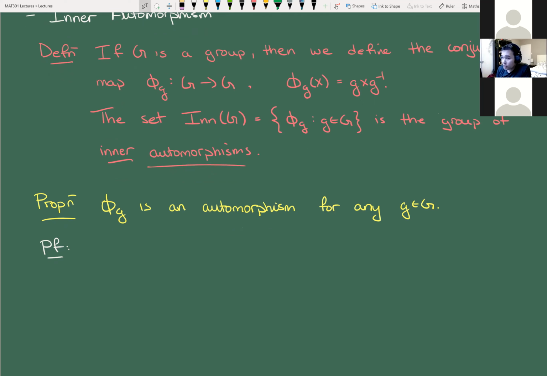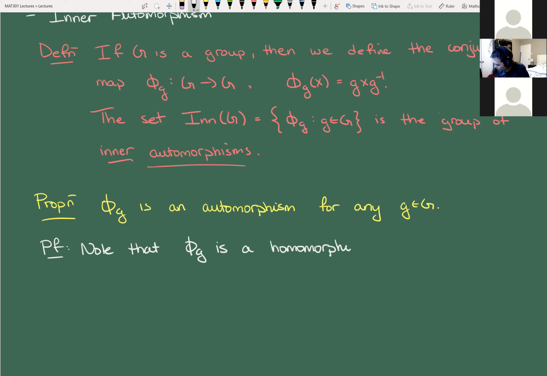Now, in terms of bijection, we only need to prove one of injective or surjective, because we'll get the other one for free, being a map from G to G. We only need to prove one of them, right? So let's start with homomorphism. So note that phi g is a homomorphism.